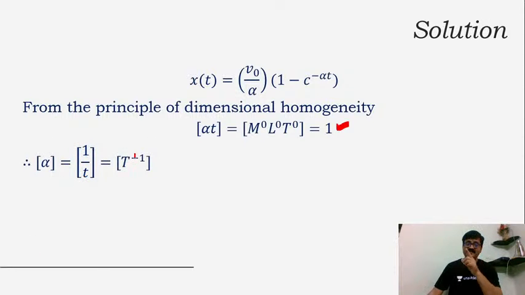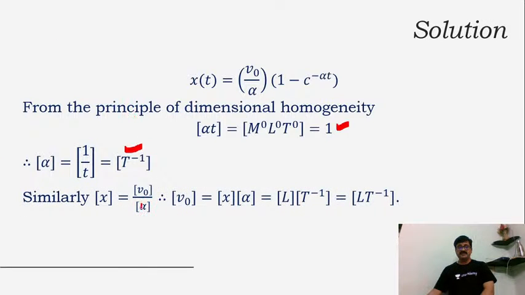So this indicates that alpha has dimension of what? T raised to minus 1. Is it not? Okay. Then next step, similarly, I can write the dimension of x equal to v naught by alpha, because if you just multiply v naught by alpha inside, we will get this as v naught by alpha into 1 minus v naught by alpha into e raised to minus alpha t. Is it not? So hence I can write this as v naught by alpha dimension.